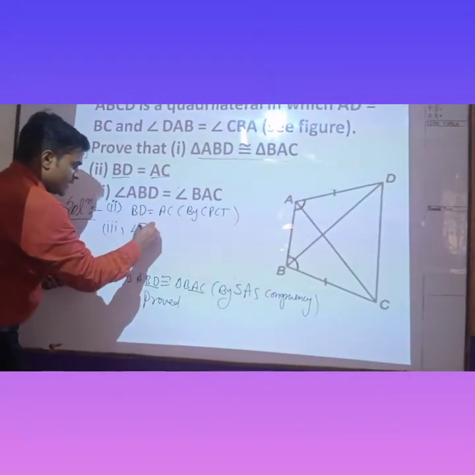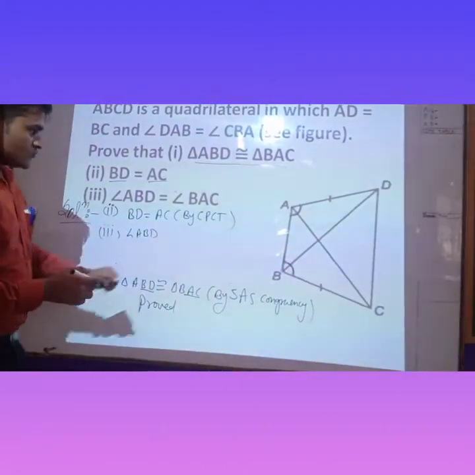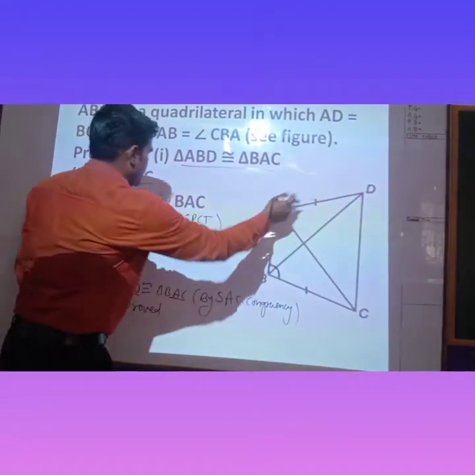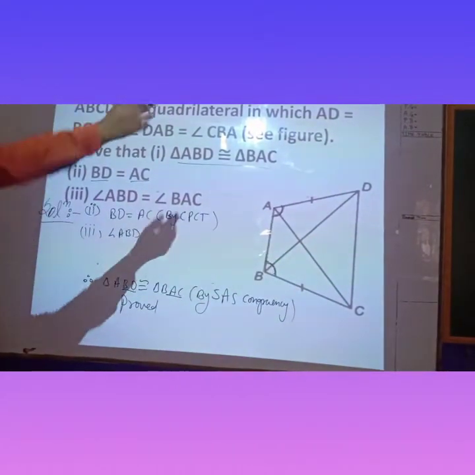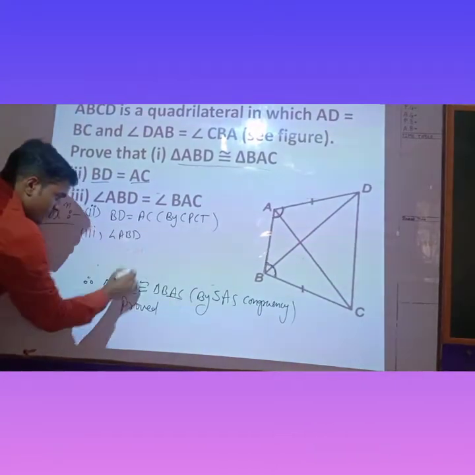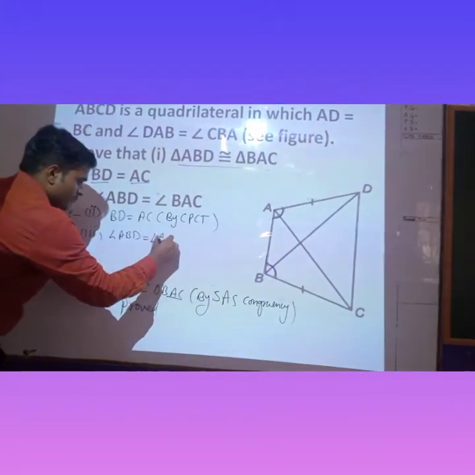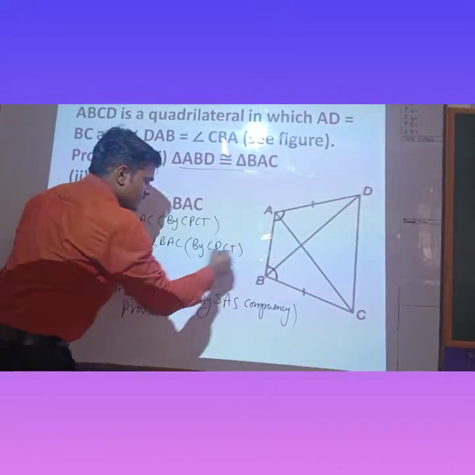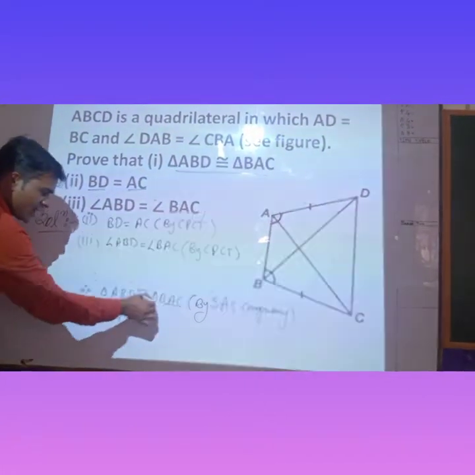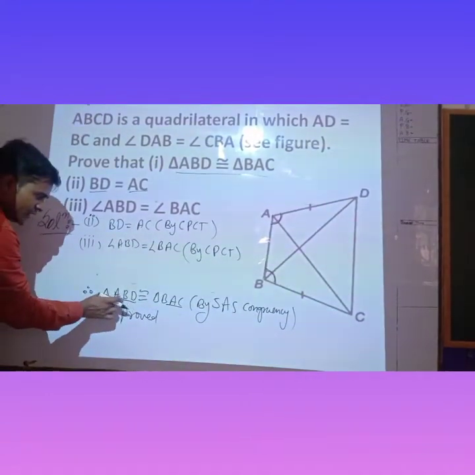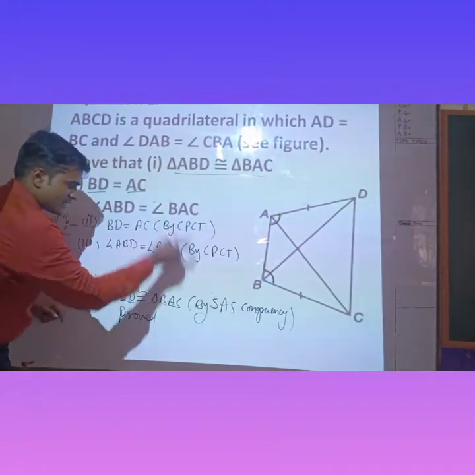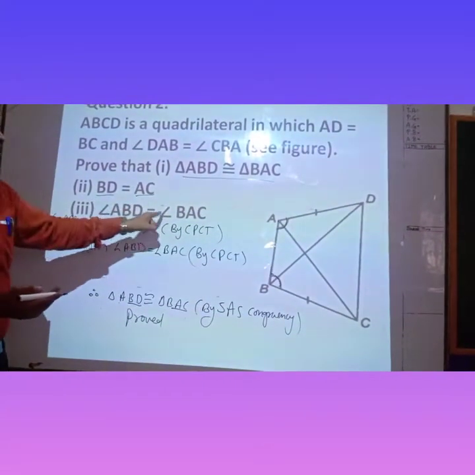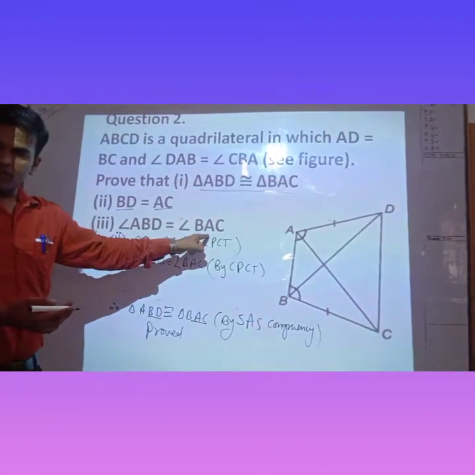So angle ABD is equal to angle BAC. Okay, so children, angle ABD is equal to angle BAC by CPCT. This is also corresponding part of congruent triangle. That's why angle ABD is equal to angle BAC.